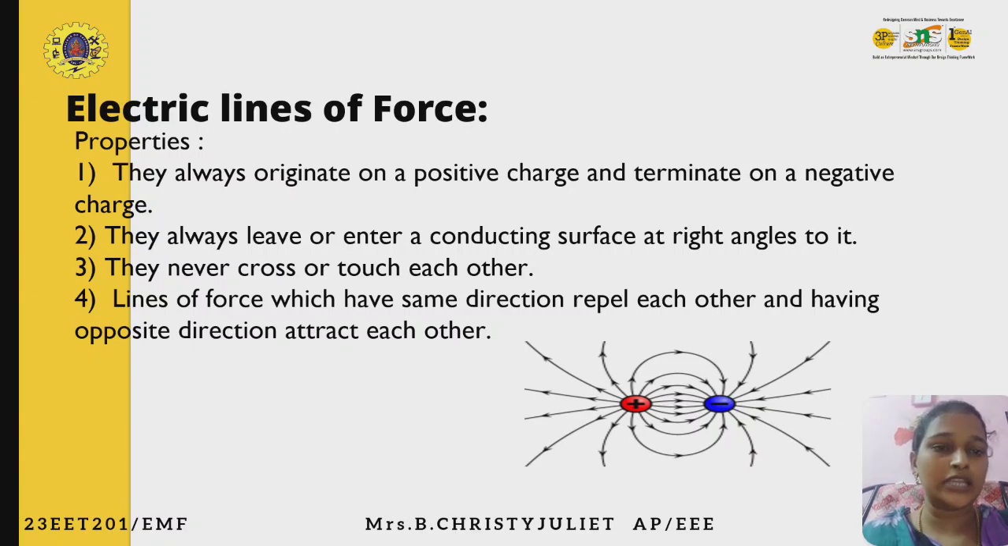They always leave or enter a conducting surface at right angles, and also they never cross each other. That is a unique feature of electric lines of force. Just like a magnetic field, each line of force will not interact with another, so these lines will not cross each other. And also the lines of force have the same direction when they repel and opposite direction when they attract. So these are the main properties of electric lines of force.